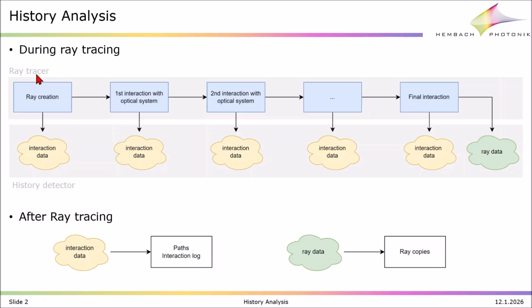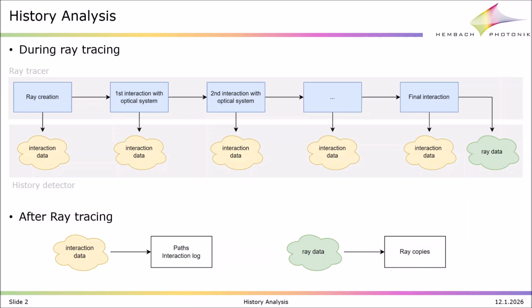When the ray tracing has finished, the interaction data can be inspected in post-processing, either through the paths or through the interaction log. The ray data, on the other hand, is used to construct the ray copies, which are ray instances that mimic the rays as they were in their final state during ray tracing.